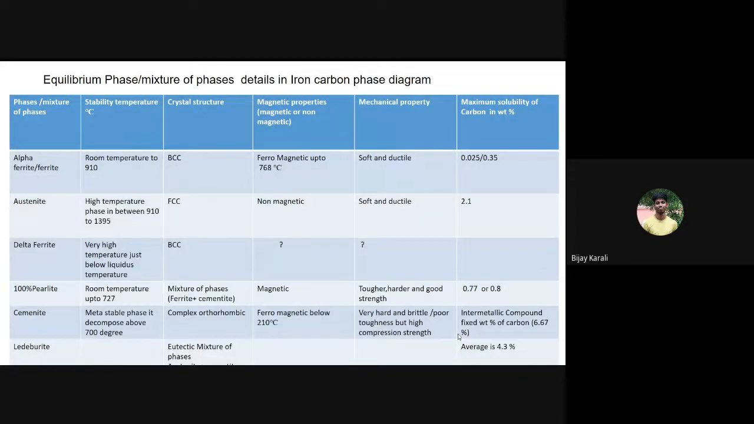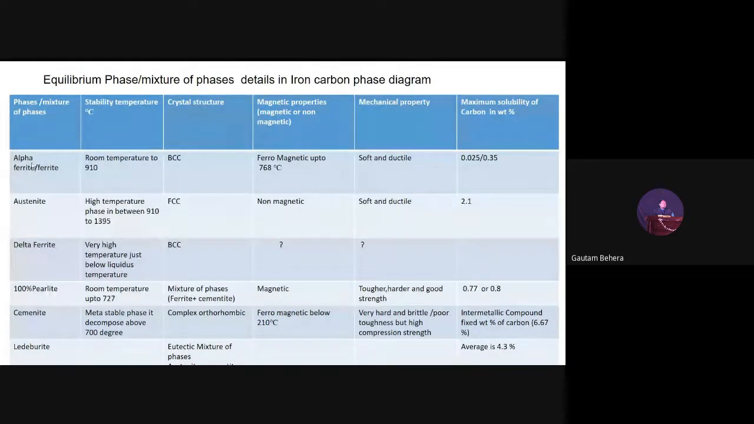Next, we'll move to equilibrium phases and mixture of phases details in the iron carbon phase diagram. If you have an iron carbon phase diagram, these are all equilibrium phases. Austenite, alpha ferrite, 100% pearlite, cementite, ledeburite. These are all different phases and you already have a good idea about them. I'll just talk about some features, their mechanical properties and magnetic properties.